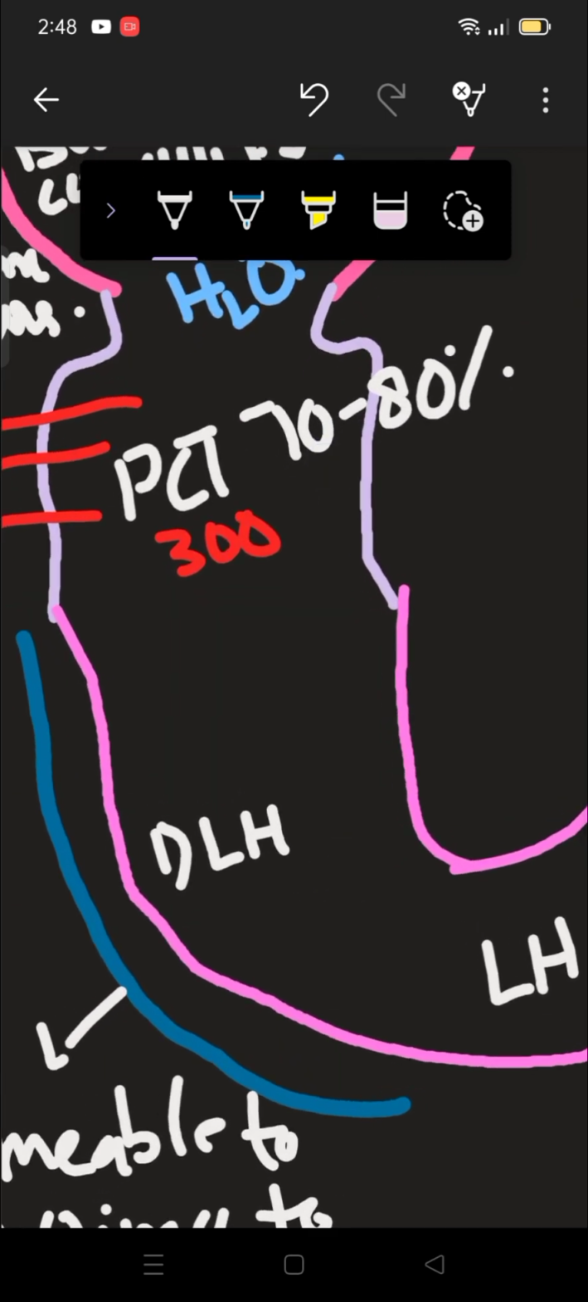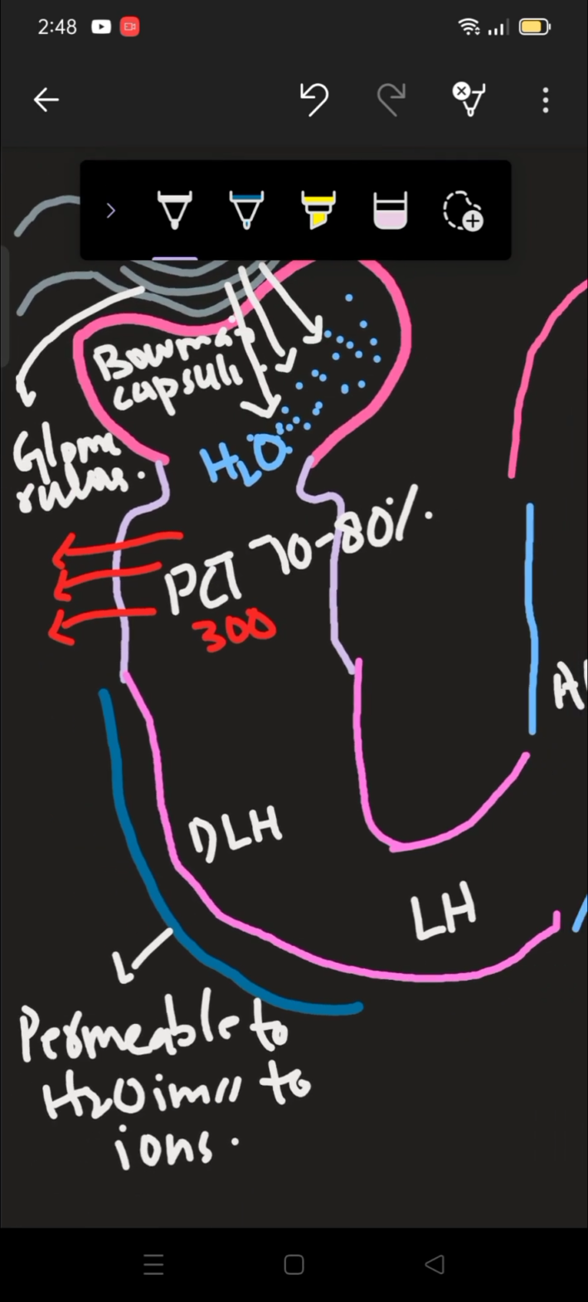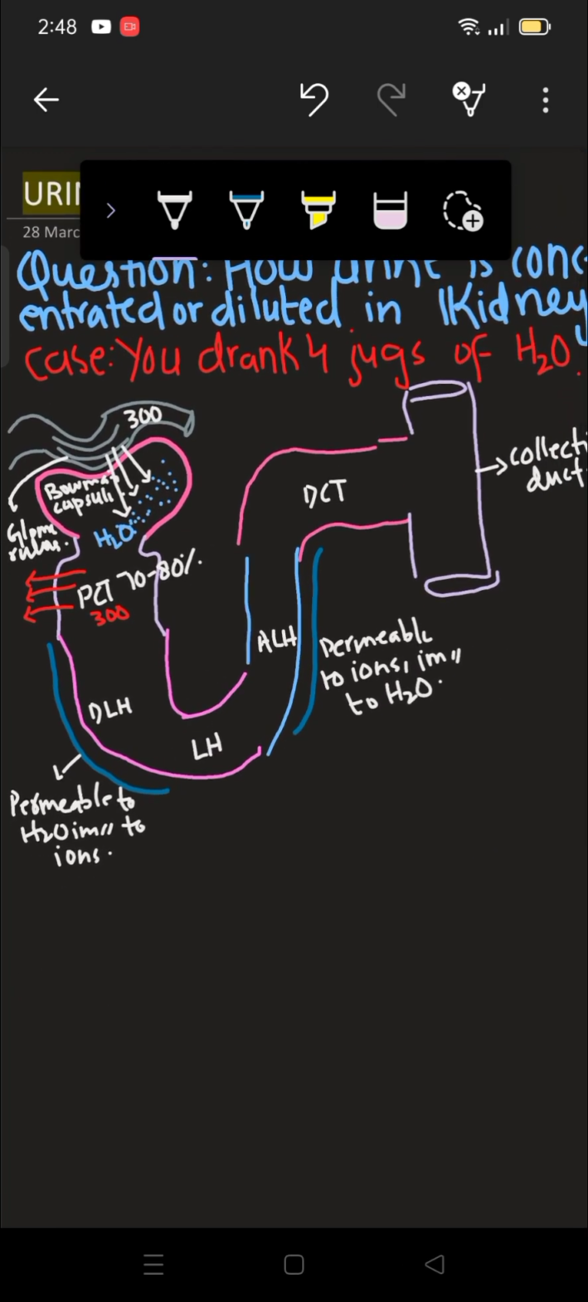Alright, now let me tell you an important thing. The reabsorption which is done from the PCT to the peritubular capillary is obligatory reabsorption. Now what is obligatory reabsorption? Obligatory reabsorption means the reabsorption which has to be done.